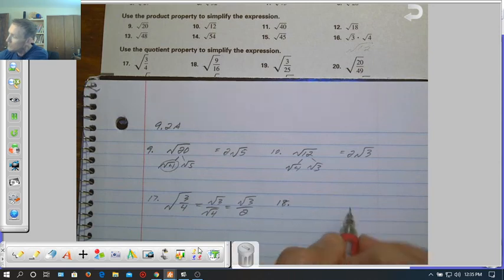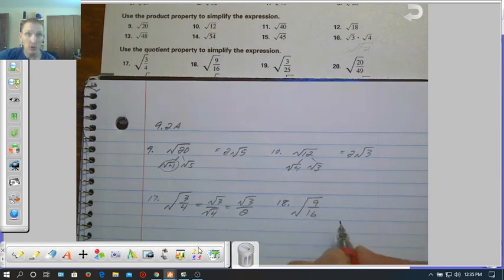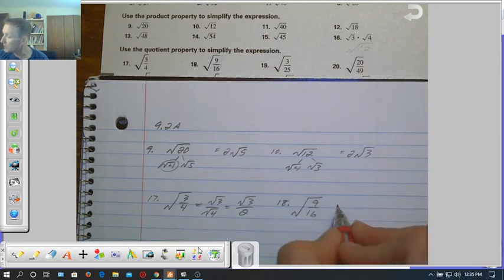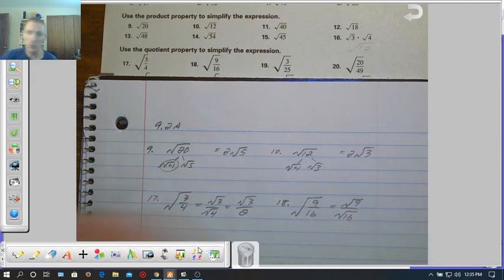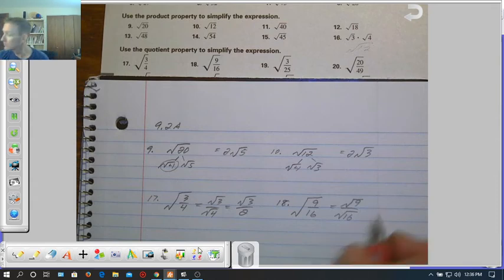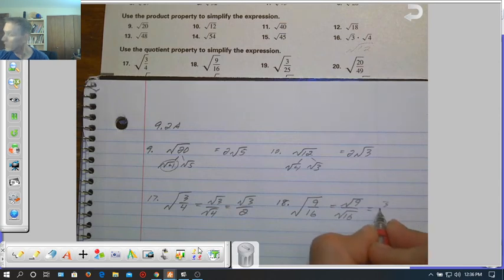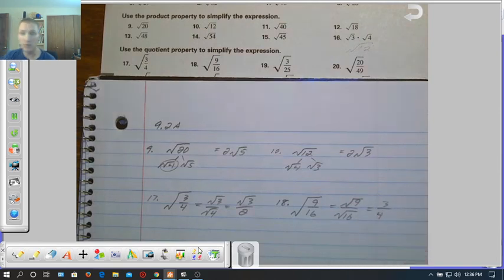Let's look at a second example. Let's look at number 18. The square root of 9 over 16. Now the square root of 9 over 16, we're going to split up into the square root of 9 over the square root of 16. Well, if we look very closely at both of those square roots, I can square root both of those. So on the top, the square root of 9 equals 3. And on the bottom, the square root of 16 equals 4. So that simplifies down to 3/4.